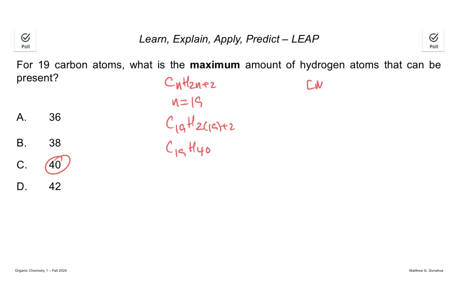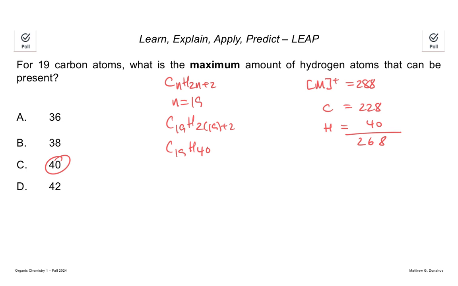So we said M is 288, C was 228, the max H is 40. Now if we add those, we get 268. You see how it doesn't match 288? So what that is telling you is there's a heteroatom present.